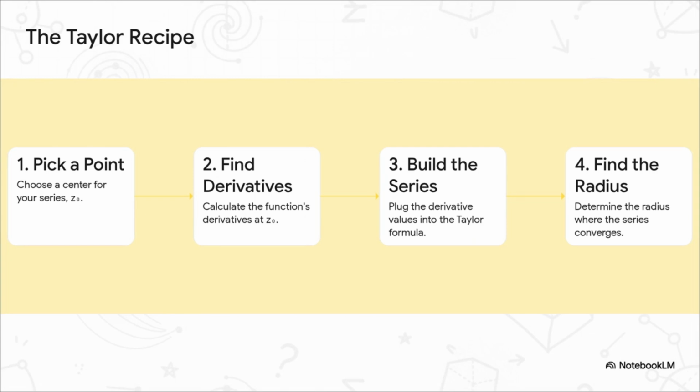So the whole process really just boils down to these 4 steps. First, you pick a point to be the center of your series. Second, you figure out exactly how the function is behaving right at that spot by taking its derivatives. Third, you plug those derivative values into the formula to get your coefficients and actually build the series. And finally, step 4, you figure out your circle of trust. You find out exactly where your new series is a perfect copy of the original function.